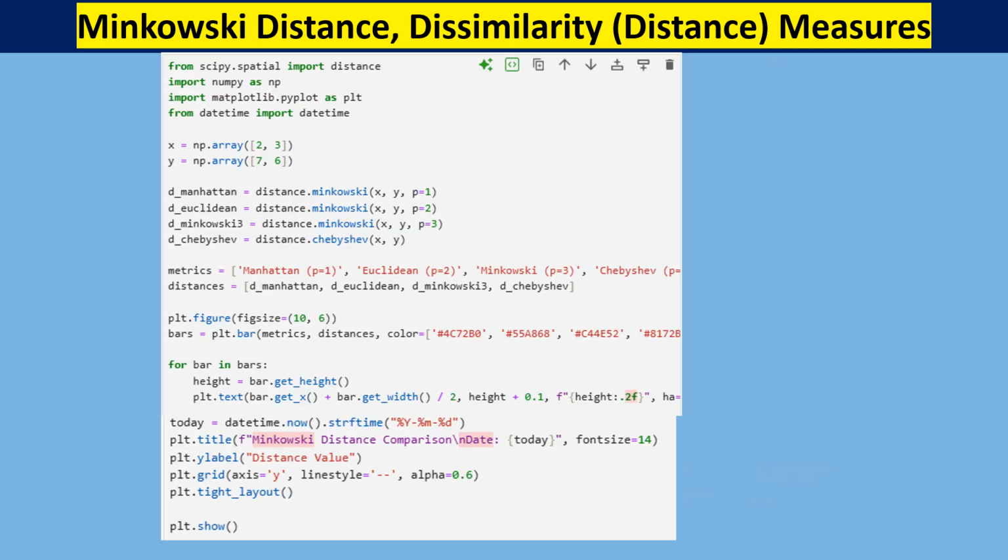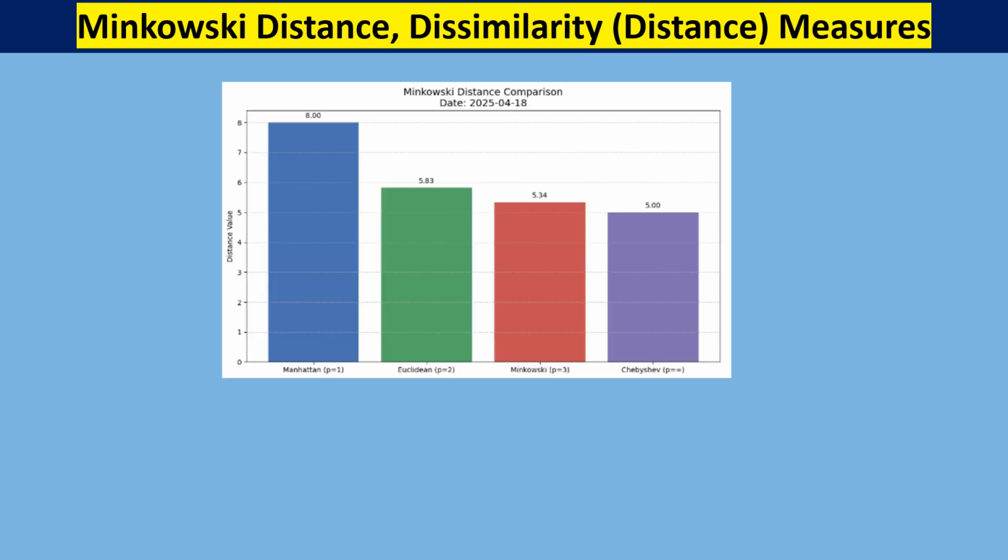So here is Python code for the points 2, 3 and 7, 6, where we measure the Manhattan, Euclidean, Minkowski and Chebyshev distances, and this is the presentation here. Manhattan distance is like walking a grid. Think of the streets in Manhattan: you can only move horizontally and vertically. The total distance is 8.